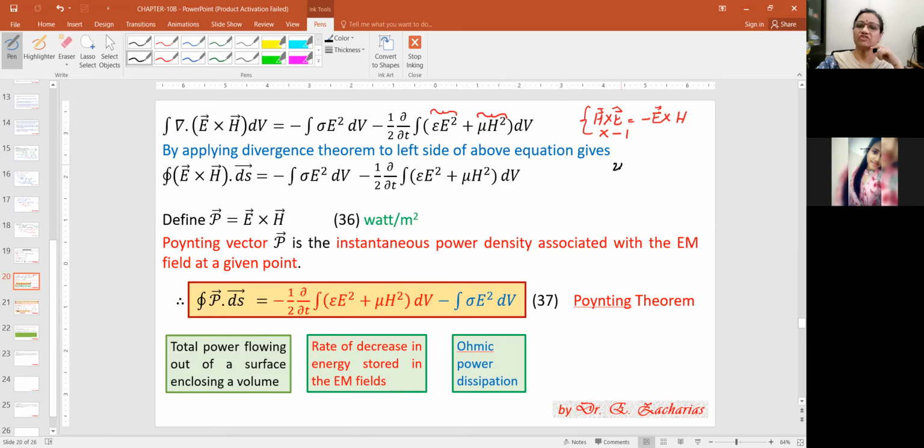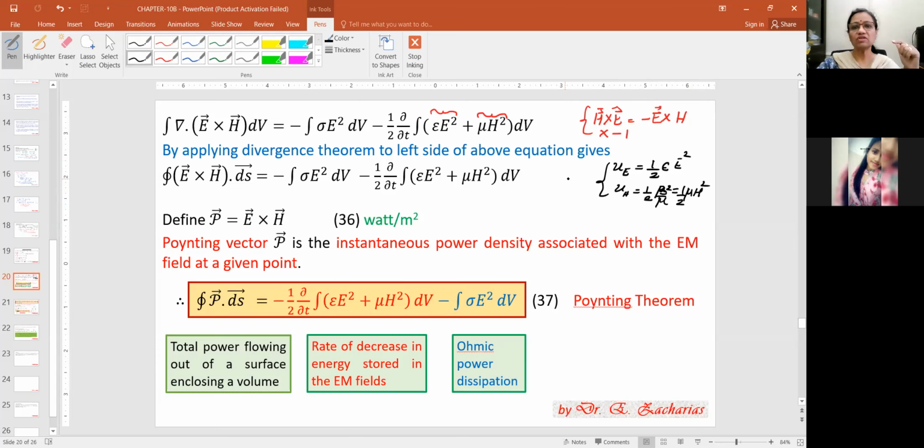You have studied in physics U of E is equal to half epsilon E square. Similarly, energy density in the magnetic field is half mu into B square. I mean, B square by mu, you must have studied there. In physics, you have studied B square by mu. Okay, but you know that B is equal to mu H. So therefore, you can write it as half into mu H square. I hope you remember these two equations.